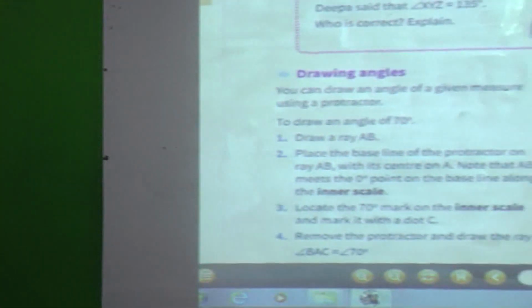In our previous class, we have already studied types of angles and how to measure an angle. In types of angles, we studied right angle, acute angle, obtuse angle, straight angle and zero angle. Today I am going to teach you how to draw an angle and types of lines. So open page number 9. We will see how to draw an angle.